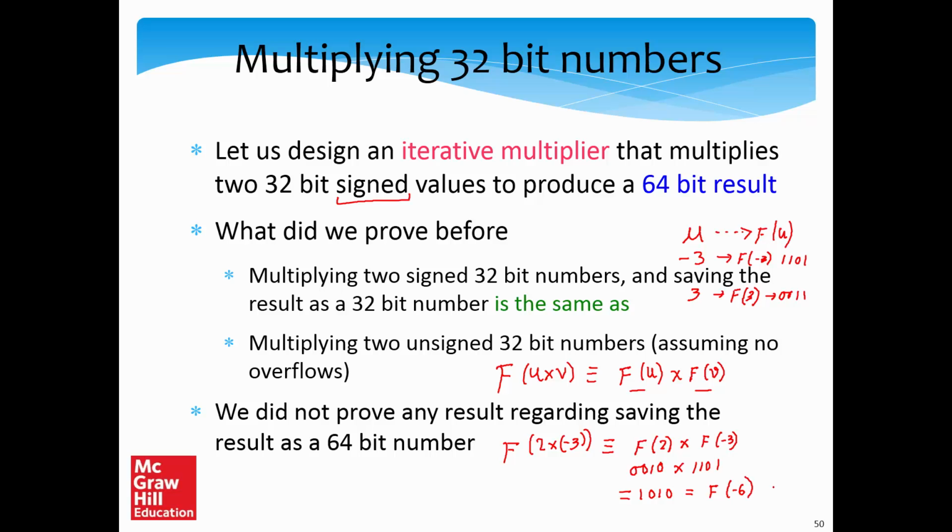So we thus see that treating these numbers as unsigned numbers and multiplying them is good enough. But this is only if the size of the result is also 32 bits. However, we are considering the possibility of saving the result as a 64-bit number, and we have not proven any theorems or axioms or lemmas for what should be done in this case.